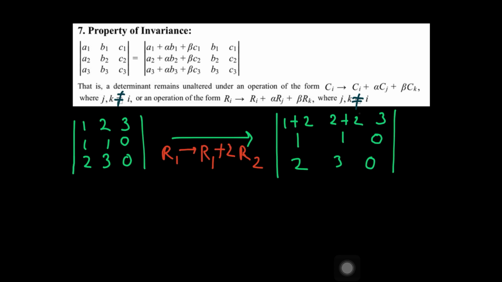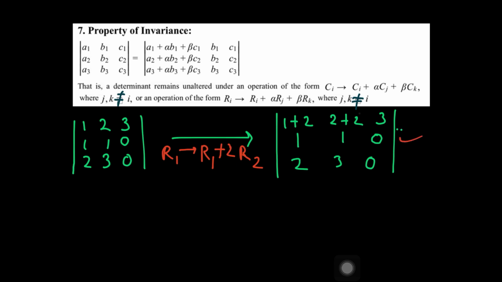Now let's see the next property. In the next property, suppose you have a row, and you can write this row as Ri plus K times some other row. Now if you are doing this kind of operation, then the determinant will not change. See, here I have taken a matrix. The first row is 1, 2, 3, then 1, 1, 0 and 2, 3, 0, and I am doing the operation here. R1 I am writing as R1 plus 2R2. So after doing this, you will get this matrix.